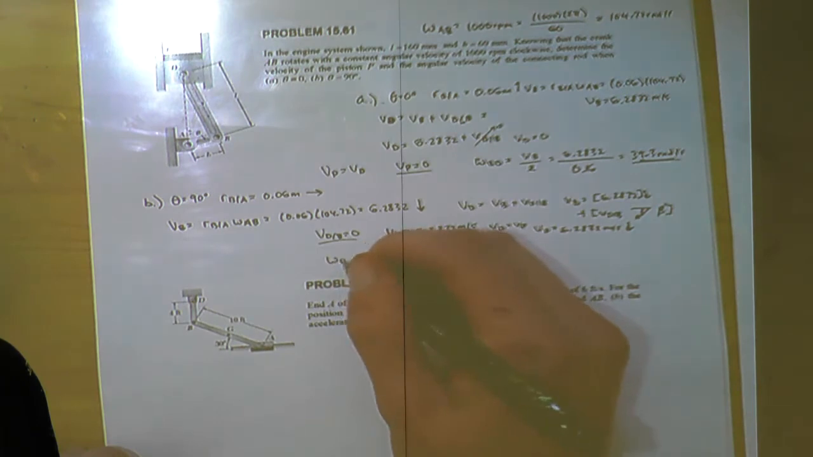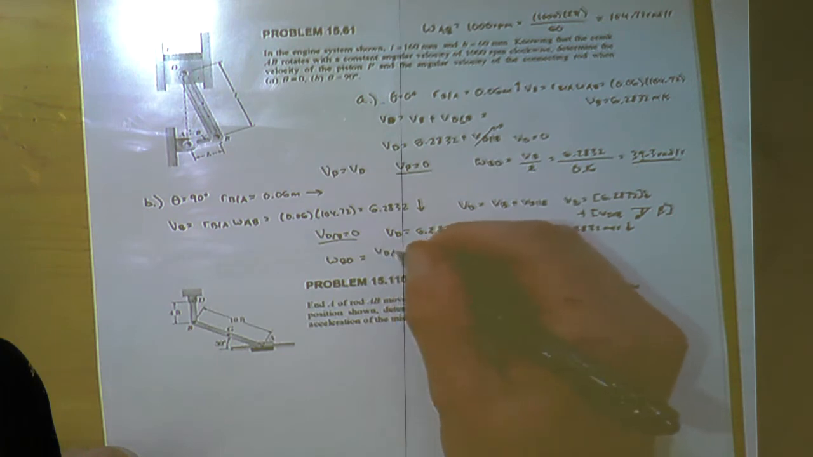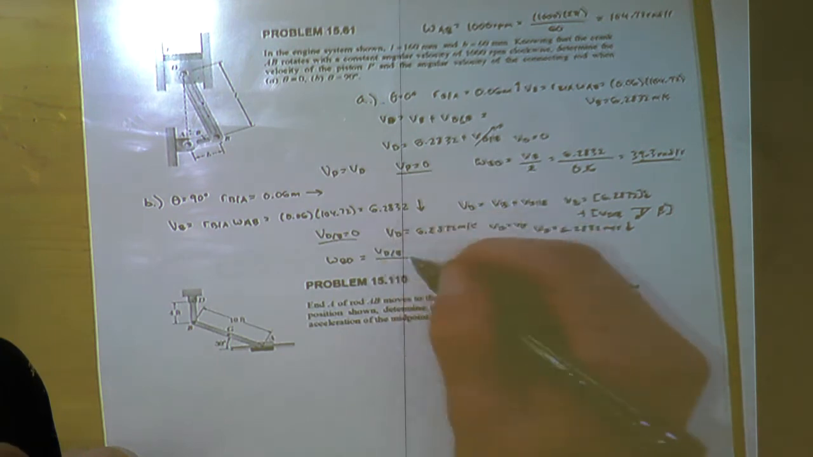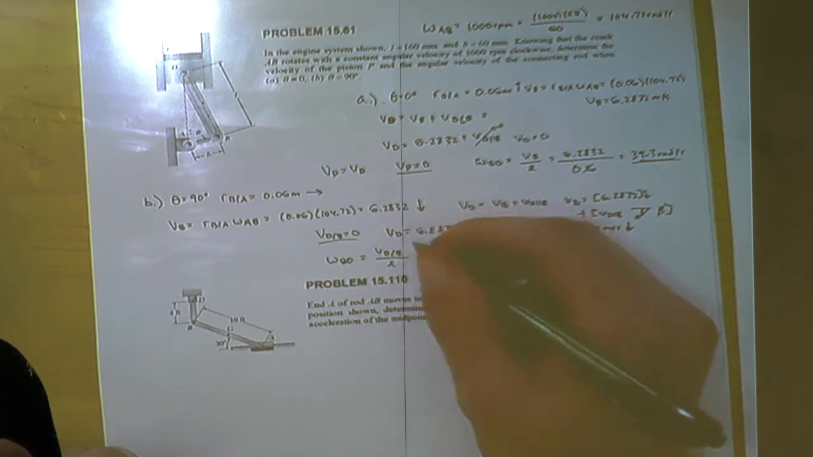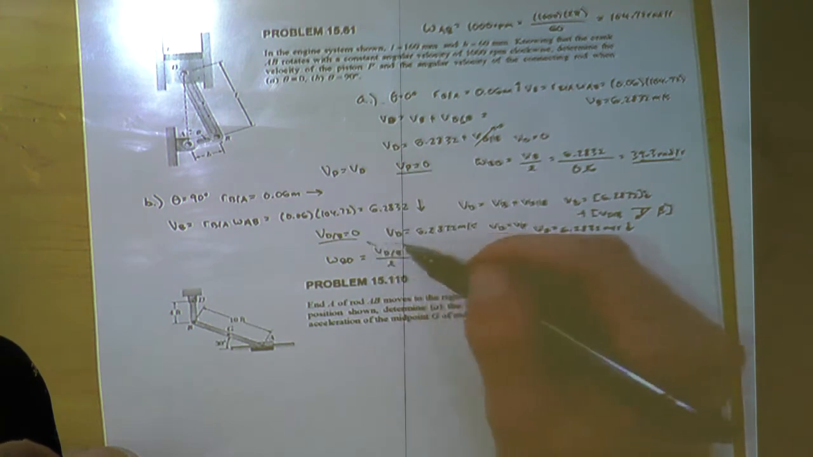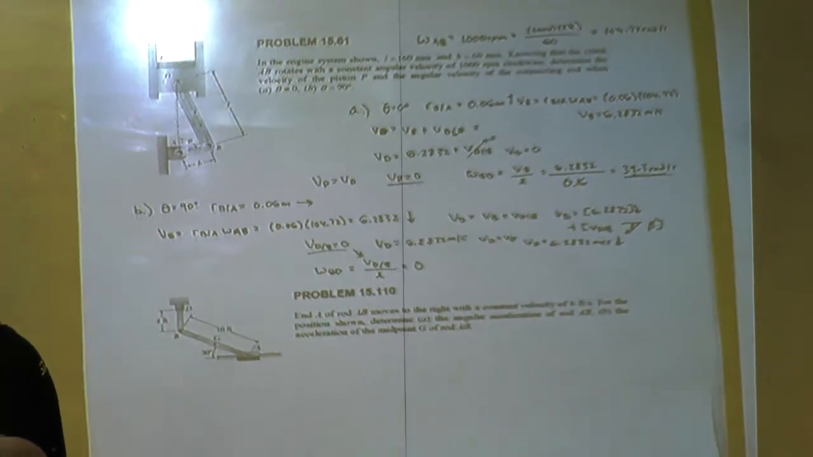And your angular velocity is the velocity of D relative to B over L. And so at that point, it's going to be equal to 0, since that's going to be 0 over L.